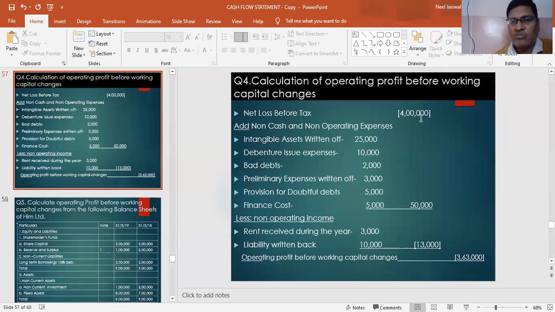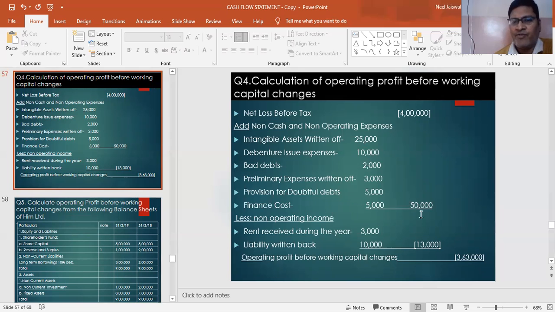So net loss before tax is 4 lakh. It is net loss, that's why it is in brackets, because it's a negative figure. And all those non-cash and non-operating expenses are added back. Intangible assets written off means depreciation. Debenture issue expense written back. Bad debts, it's non-operating, so 2,000 added back. Preliminary expenses non-operating, so 3,000 added back. Provision for doubtful debts, I told you already, provisions are non-operating, 5,000 added back. And finance cost 5,000 is added back.